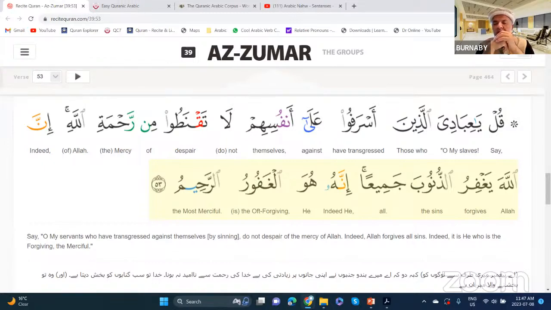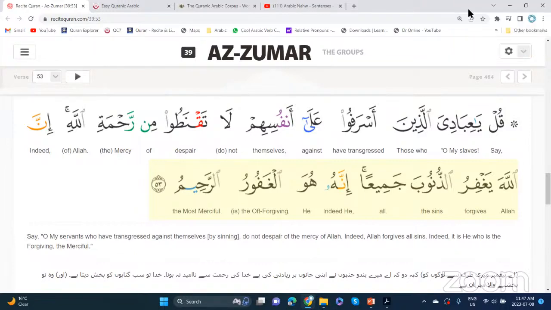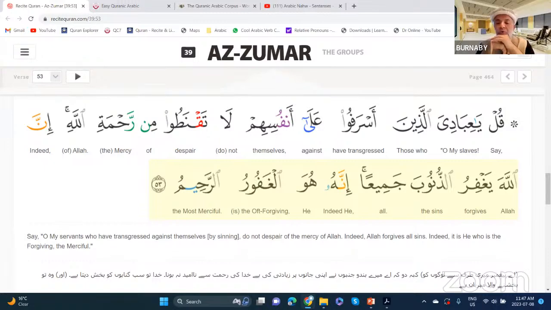A'udhu billahi minash shaitanir rajim, Bismillahir Rahmanir Rahim. Qul ya ibadiyallazina asrafu ala anfusihim la taqnatu mir rahmatillah. Say, O my slaves. Now say to who? This is the message to Rasulullah sallallahu alaihi wasallam. Tell my slaves which? Those who have transgressed. Where? Ala anfusihim, against themselves. La taqnatu mir rahmatillah, do not despair of the mercy of Allah.